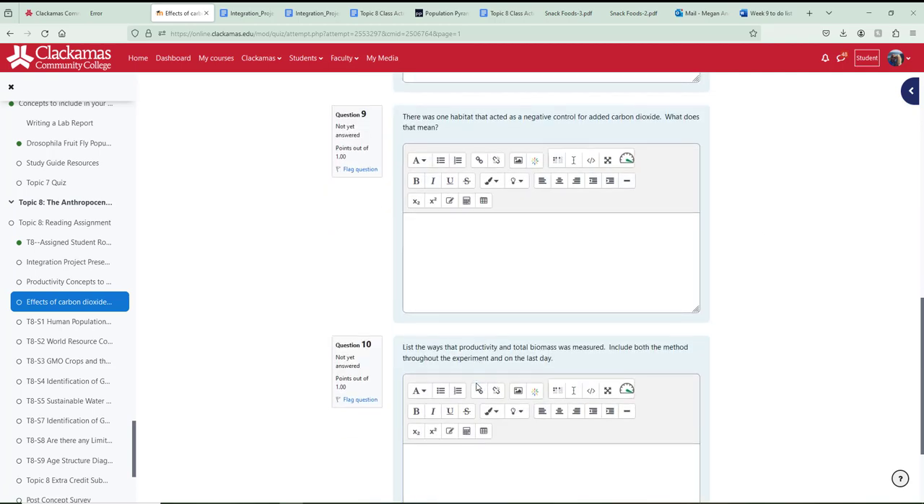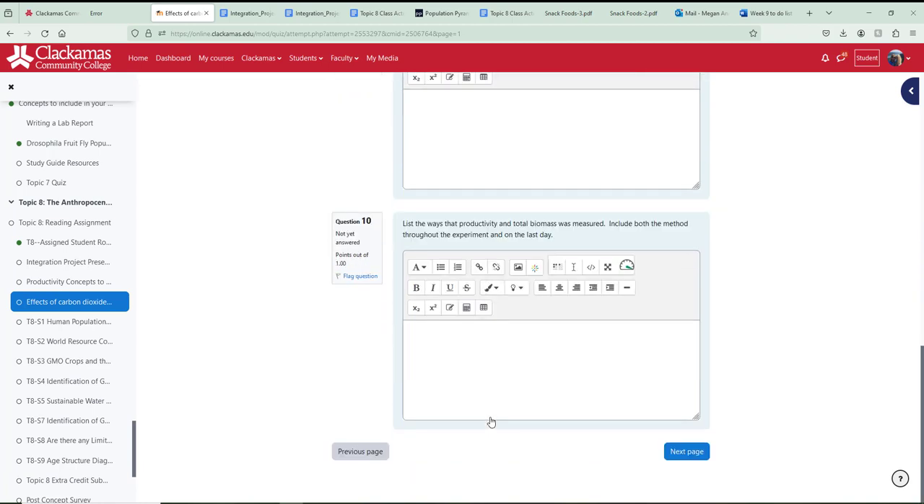There was one habitat that acted as the negative control. So which one do you think it was? Was it habitat 1, 2, 3, 4, 5, or 6? And explain why. List the ways that productivity and total biomass were measured. So think about both the method throughout as well as the last day.